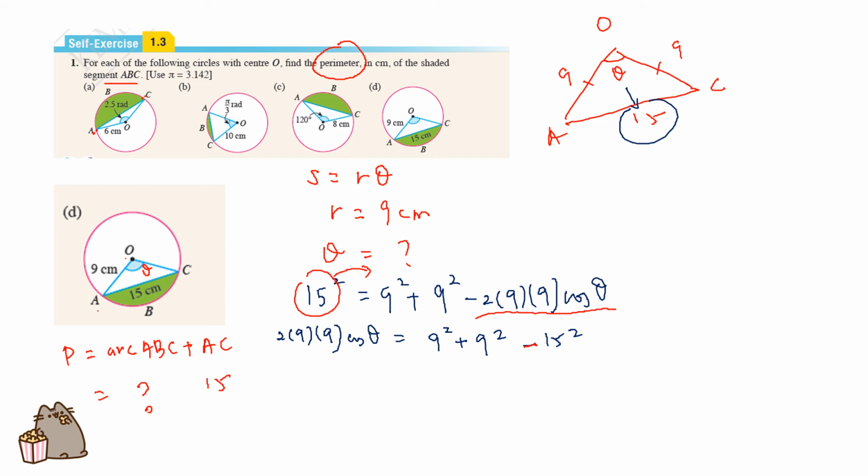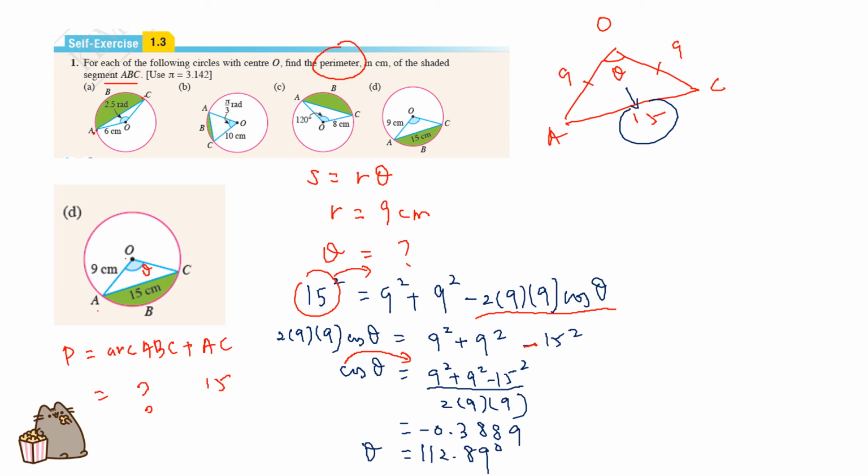Then what we want is theta, so make cos theta the subject first. Cos theta equals 9 squared plus 9 squared minus 15 squared, all divided by 2 times 9 times 9. Do it in one shot using your calculator. From here we get 0.3889, and this is negative. When negative, we know the angle is more than 90. Now we find the inverse of cos, arc cos. Use your calculator with shift cos, and you will get the theta, which is 112.89 degrees.